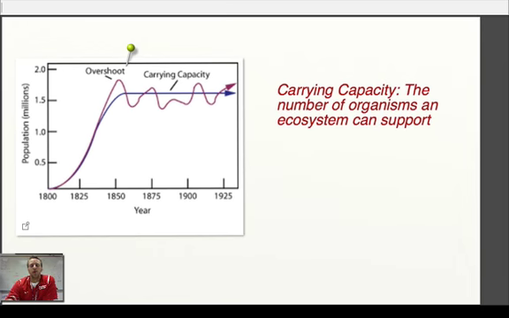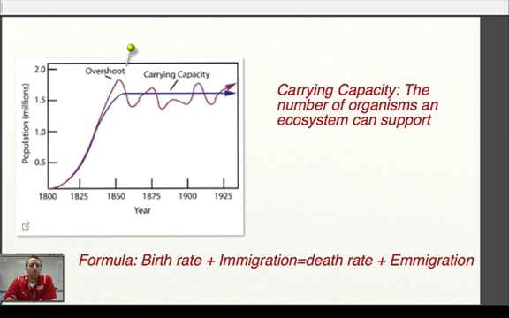And one thing you have to know with carrying capacity is there's kind of a formula, not really an exact mathematical formula, but it's that birth rate plus immigration is equal to death rate plus emigration. And you may be going, what is immigration and emigration? Or maybe what's birth rate and death rate? Maybe those words you haven't used before. Birth rate is just the amount of births in a certain amount of time. And death rate is the amount of deaths, obviously, in a certain amount of time.